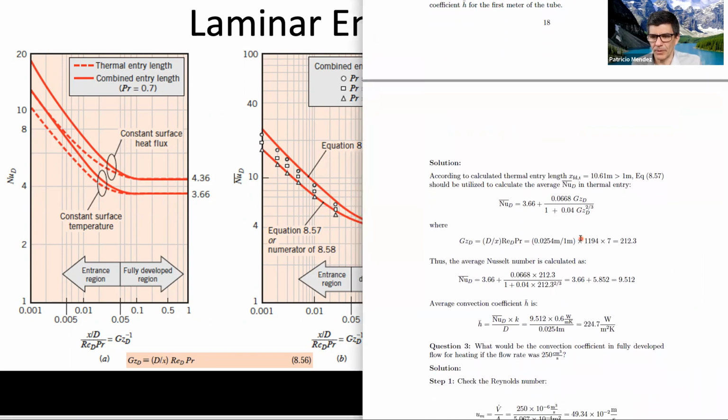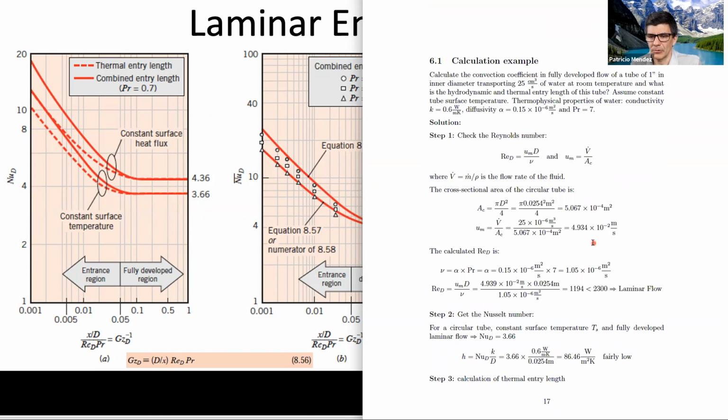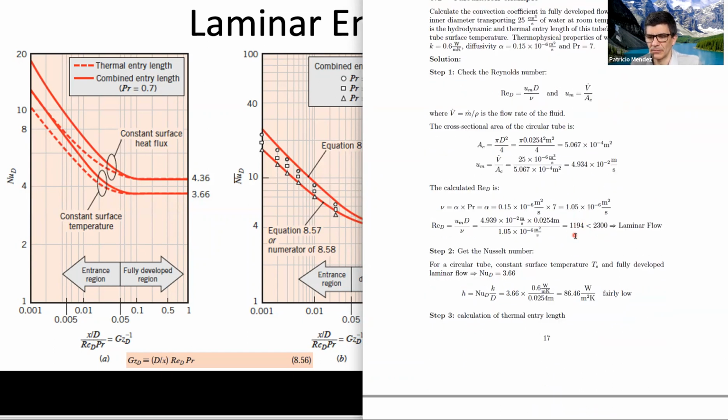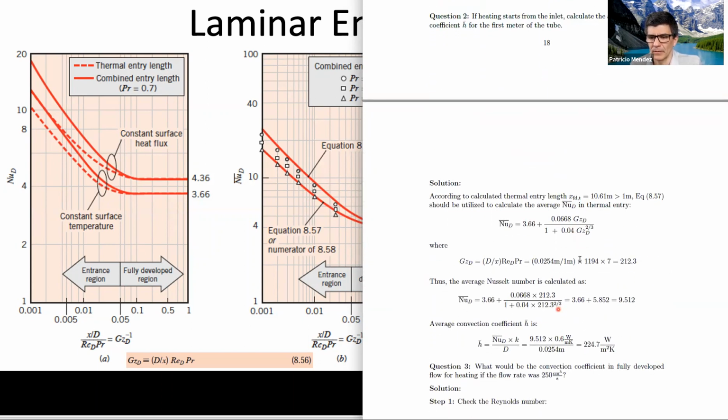Here we have our formula, and first we have to calculate the Graetz number. D over x is diameter, which was 1 inch, divided by 1 meter. That is the length we care about. And the Reynolds number is 1194, which we had already calculated. Here is the calculation of Reynolds, and the Prandtl number for water is 7, and we get a Graetz number of 212.3.